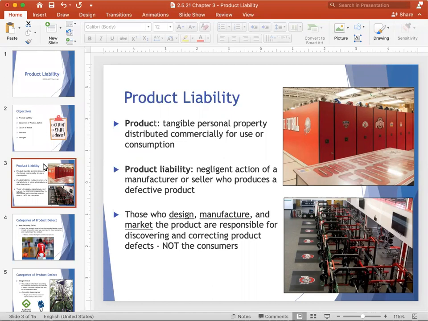Essentially, a product is any tangible property that is used for consumer purposes. Now, a product can give rise to liability if the product caused the consumer injury. And product liability is most often associated with negligence because it is a defect that occurs in the design, manufacturing, marketing, or distribution of the equipment that causes injury. And that consumer is able to receive some type of remedy for that injury.